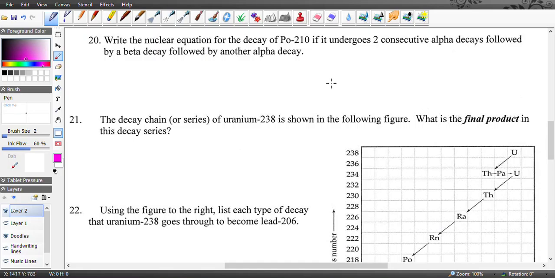This one's a long one. Okay. A nuclear equation for the decay of Po 210 when it undergoes 2 alpha decays, followed by a beta decay, followed by another alpha decay. Let's just take a second to let that all sink in while we write the first part.